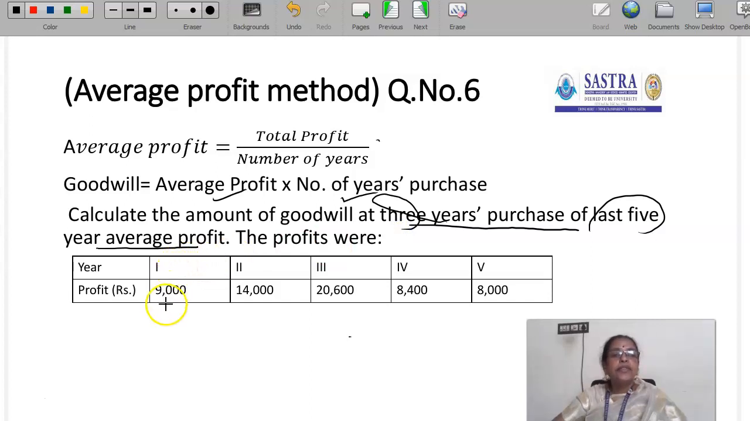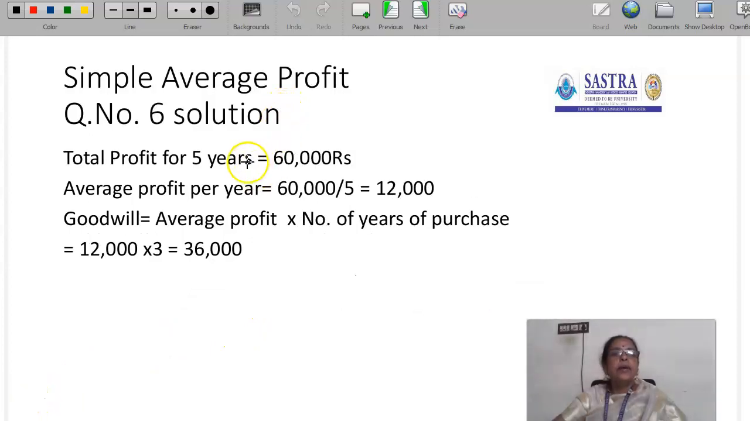So first year profit is 9,000 given. Second year profit is 14,000. Third year 20,600. Fourth year 8,400. Fifth year 8,000. So this is the solution for the above problem. Total profit for 5 years is 60,000 rupees. That 60,000 should be divided by 5. Why? Because the number of years is 5. 5-year profit is given, so it should be divided by 5 in order to get average profit. If we divide 60,000 by 5, we will get 12,000 rupees. That is the average profit.